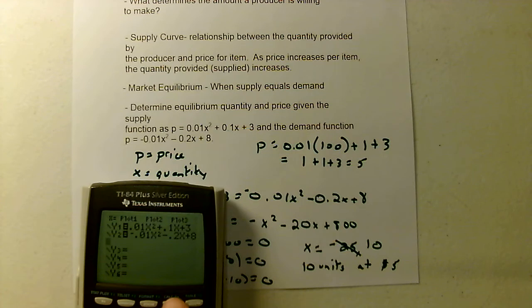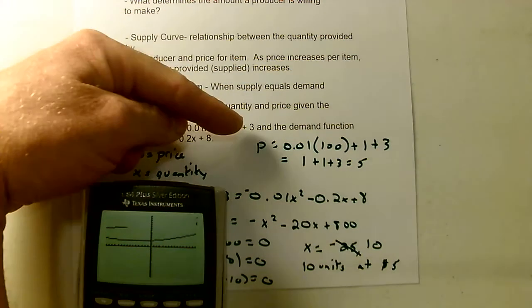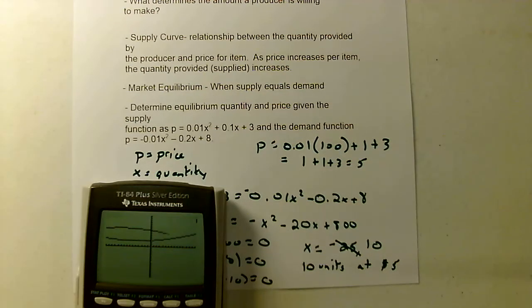Alright, and then I'll check my window. I get negative 15 to 15. We'll see what that looks like to start. It should be pretty close because our y-intercepts are 3 and 8. Since they're 3 and 8, we should be able to see that curve come in. And there's our point. That's what we're looking for.